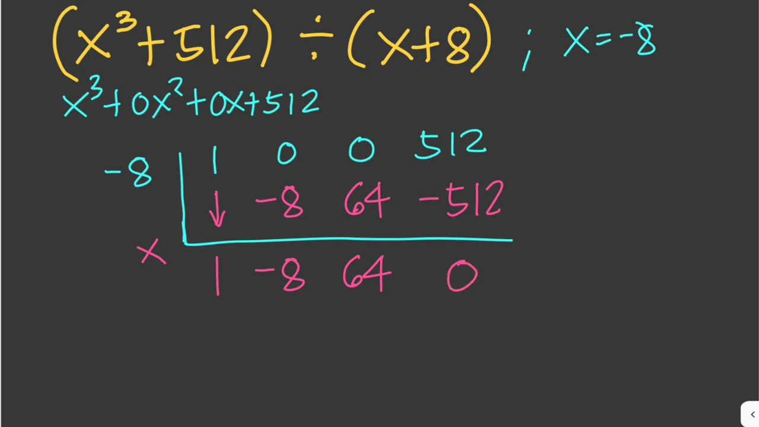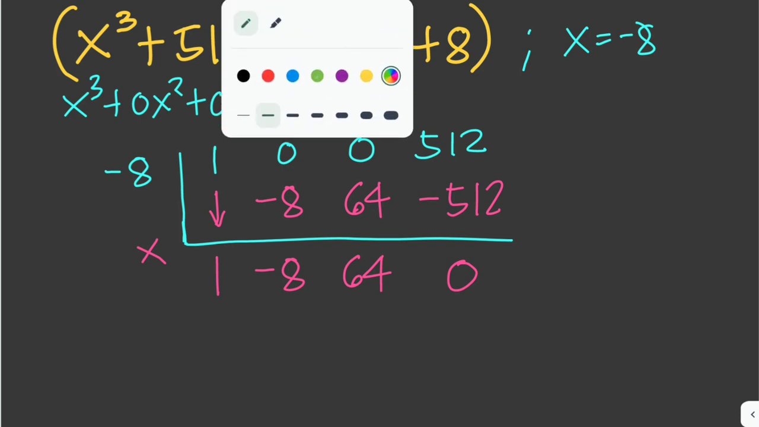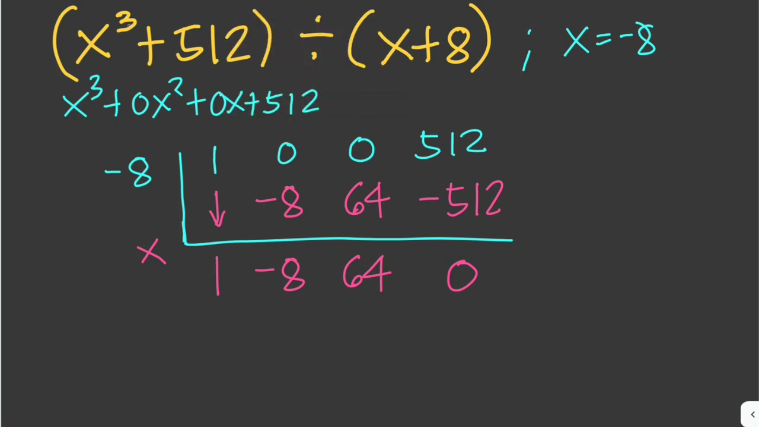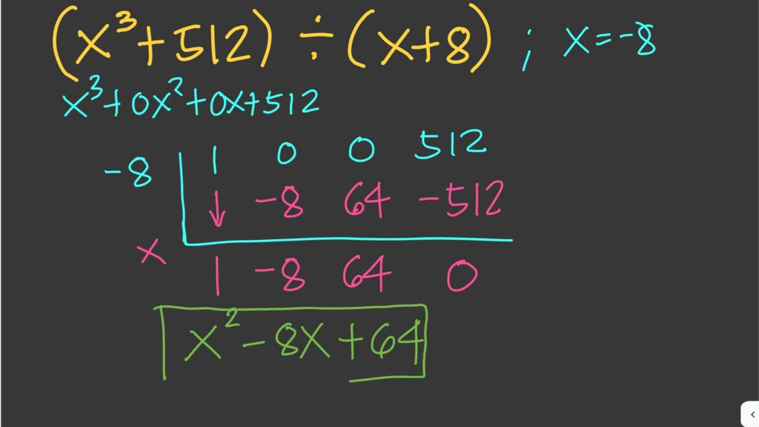So that means there's no remainder for this one. And now we can write our quotient. The highest degree of our dividend is 3, therefore the quotient has a degree of 2. So this is just 1x squared, or simply x squared, minus 8x plus 64. Therefore, x cubed plus 512 divided by x plus 8 is equivalent to x squared minus 8x plus 64.